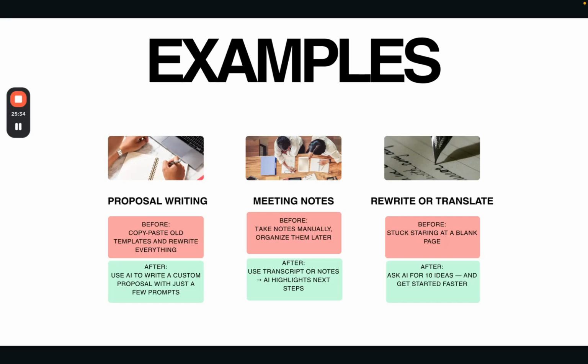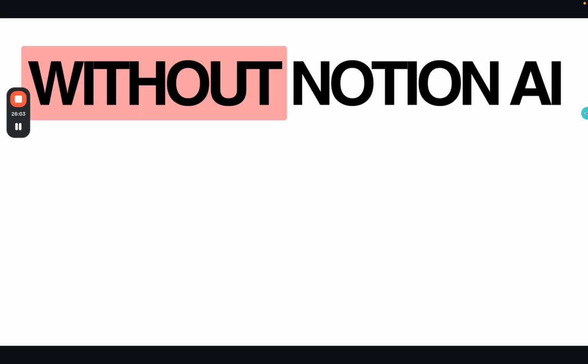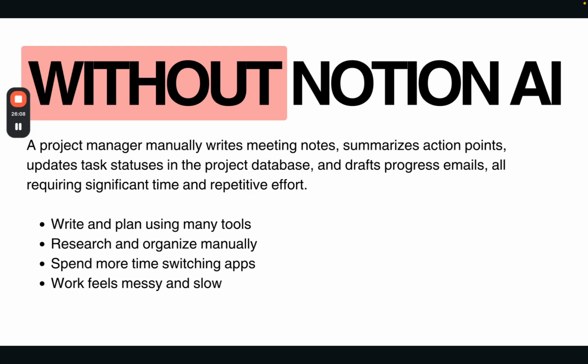Before, imagine you're working with different organizations, or you want to send a proposal in different languages, or meeting notes to other members of their team in different languages, or just rewrite a big chunk of text. Before, it was really difficult, but now it's much easier. And of course, for brainstorming and coming up with new ideas, you can just ask AI for 10 ideas and get started faster.